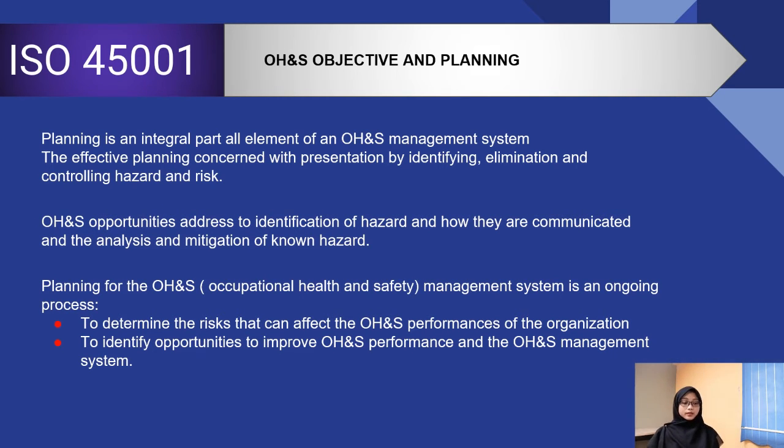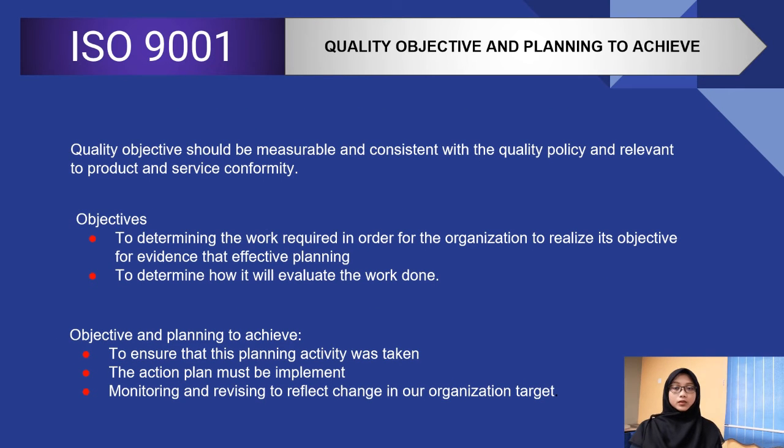OH&S management system. And the last, for ISO 9001, it is about quality objective and planning to achieve. Okay, quality objectives should be measurable, consistent with the quality policy and relevant to product and service conformity. The objective of the ISO is determining the work required in order for organizations to realize its objective, for evidence of effective planning. Second, to determine how it will evaluate the work done.